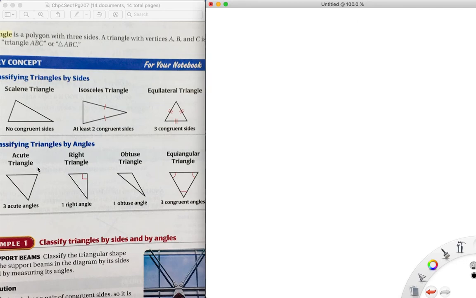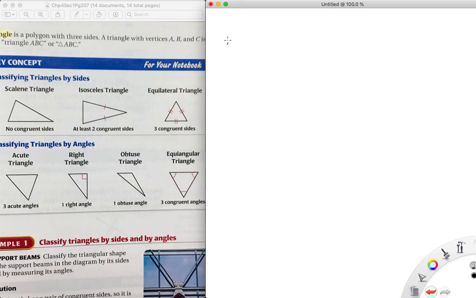We also have an acute triangle. This is by angle. The first part was classifying triangles by their sides. Here's classifying triangles by their angles. We have an acute triangle where all three angles inside the triangle are under 90 degrees. And a right triangle where at least one of the angles inside the triangle is 90 degrees. We have an obtuse triangle where one angle inside the triangle is over 90 degrees. And then we have an equiangular triangle where all three angles are the same.